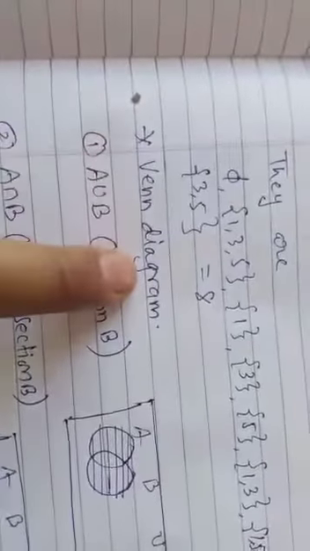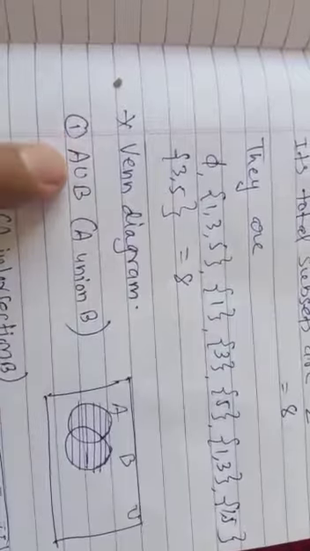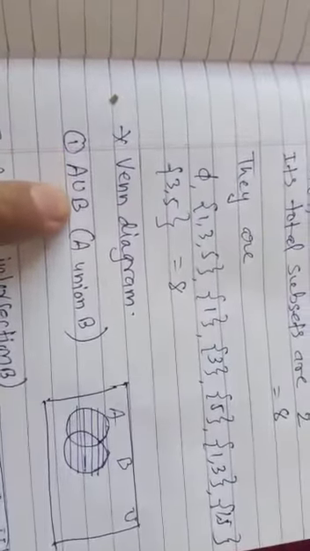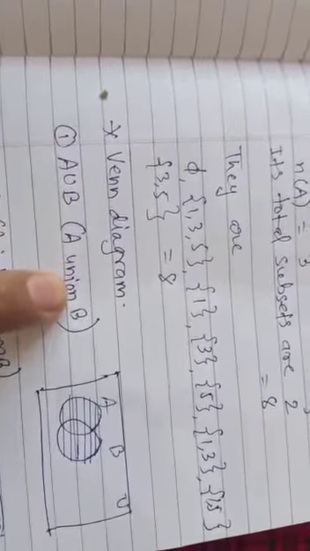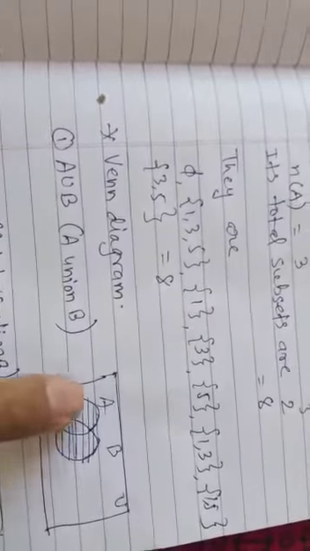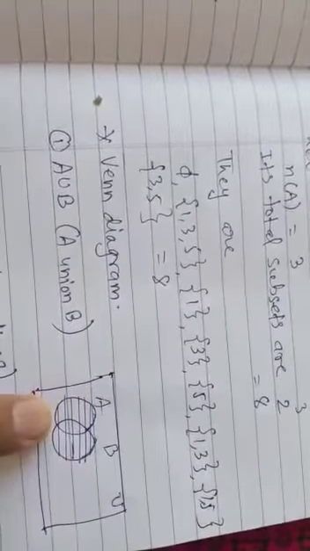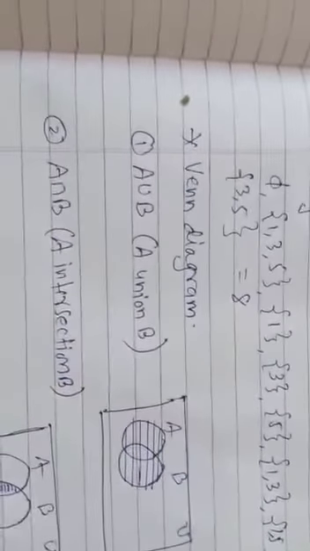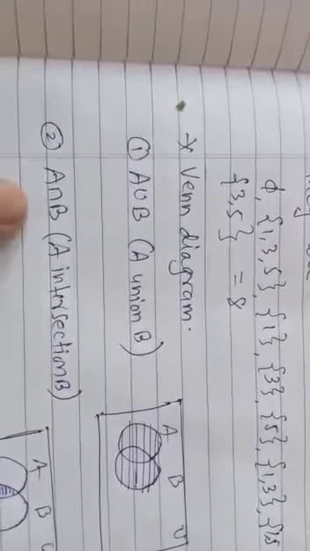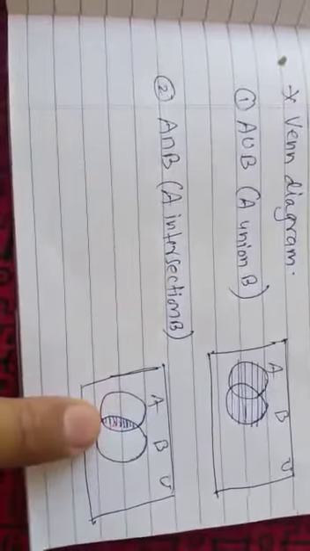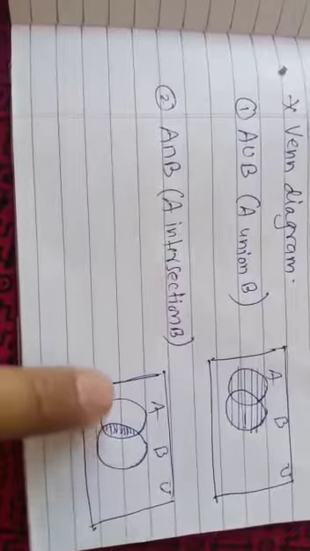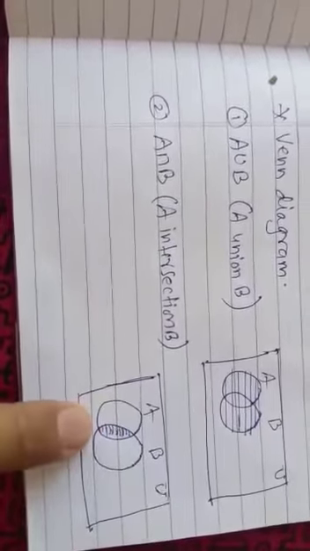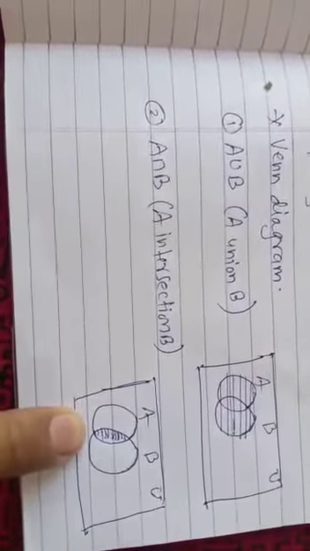Now come to the next topic, the Venn diagram. The symbol A union B, and the Venn diagram for this is this much. The shaded region is known as A union B. Next is A intersection B. In this, the common shaded region between these two sets represents A intersection B.